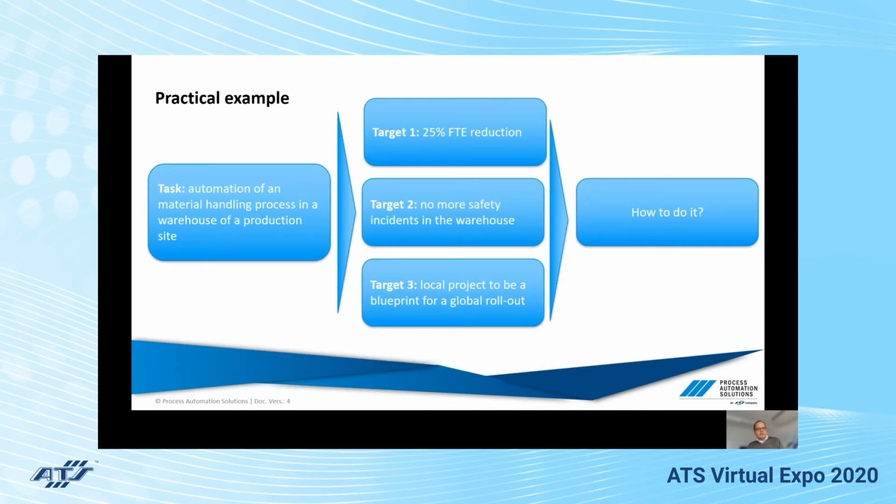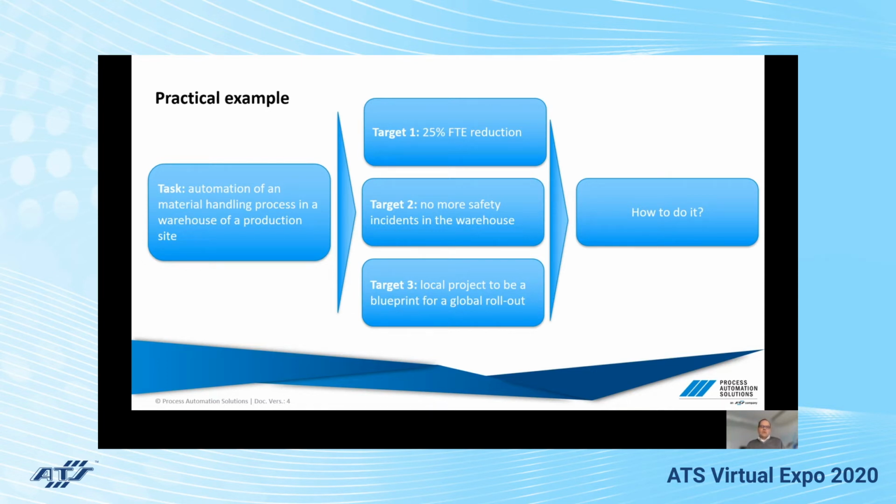Let's have a look at a practical example. We are in the field now of automation. It's automation of a material handling process. It's in a warehouse of a production site. So it means many forklifts going around, racks and shelves involved and all stuff like that.